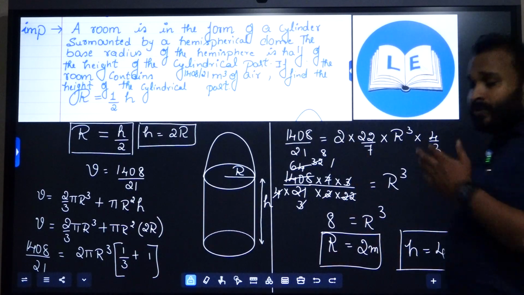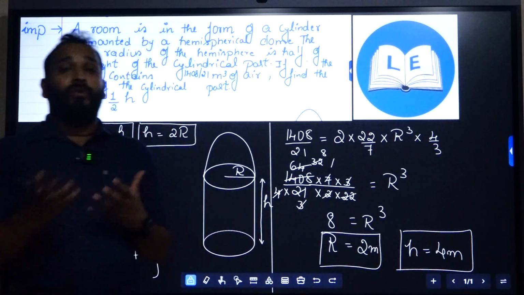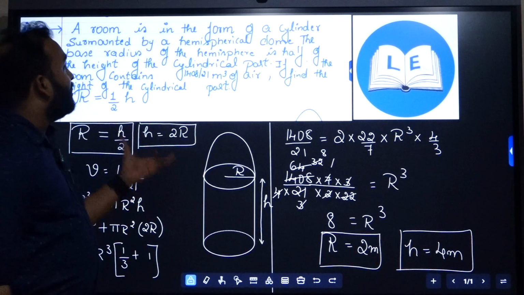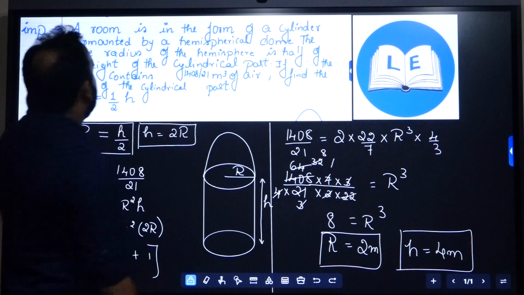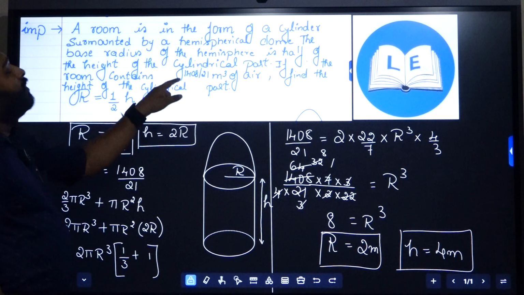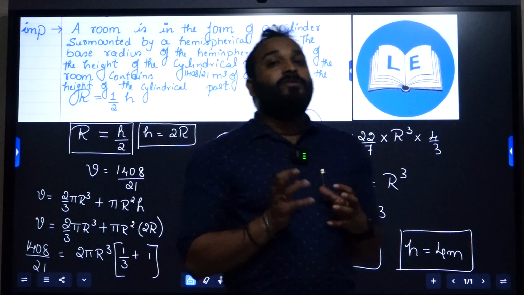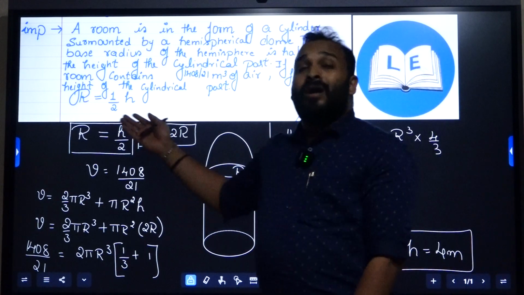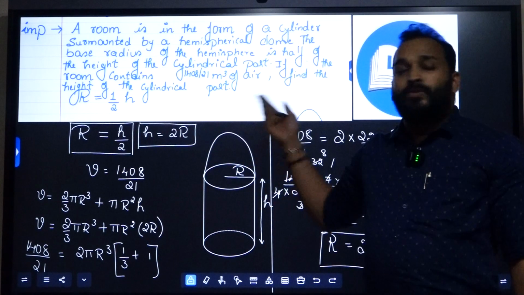And most of the time, I think if you refer to your NCERT textbook, you have direct questions where they ask you the volume. And in these types of questions, children, volume is given, and even volume is given in a tricky way. They told the dome room contains 1408 by 21 meter cube of air. So in these types of questions, be a little careful. And as I told you, if you understand the question, if you read the question carefully, you note down the data given, it's very simple to solve.